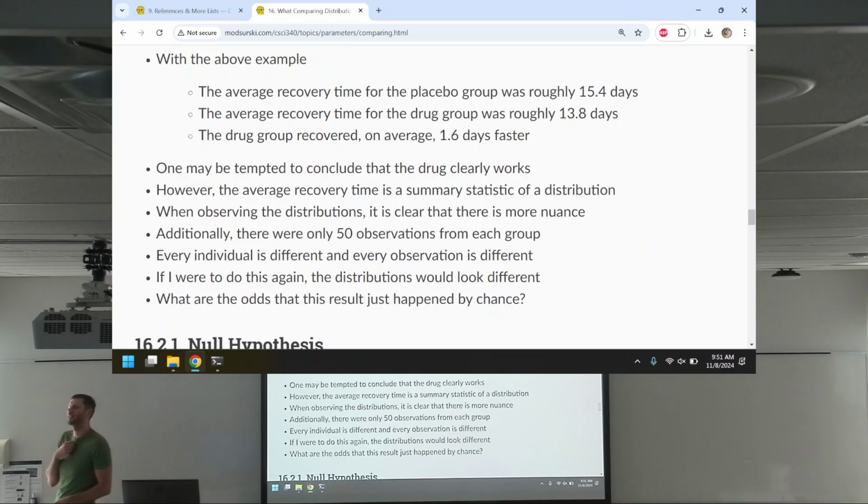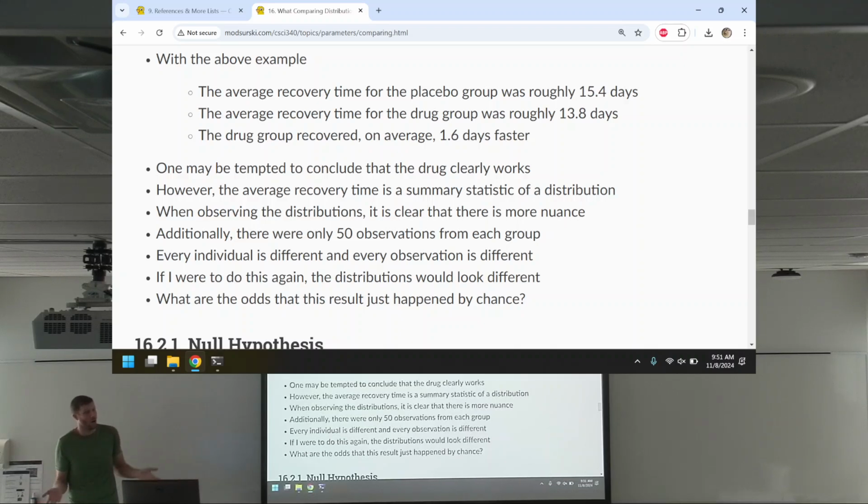So if I were to repeat this whole process again, before doing any comparisons of distributions or anything, what are the odds that this result would just happen by chance, where we had an average recovery time being exactly the same? If I were to recreate this experiment on a different group of people, the odds of getting these two exact same distributions is effectively zero. Like, that's not going to happen, right? That's crazy to think. Maybe they'll be similar, maybe they won't be.